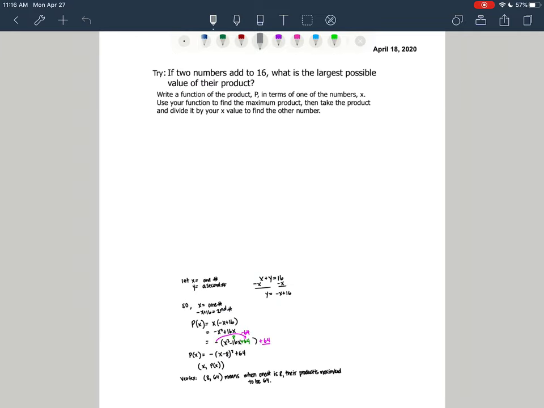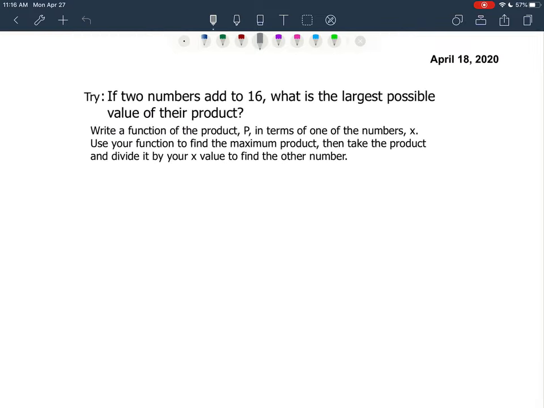Okay, here's one more for you to try right there. If two numbers add to 16, what's the largest value of their product? Go ahead and see if you can. You might even already know what the answer is, but go ahead and see if you can do the algebra that proves it, because that's just going to solidify the algebra that we're learning for this particular section.